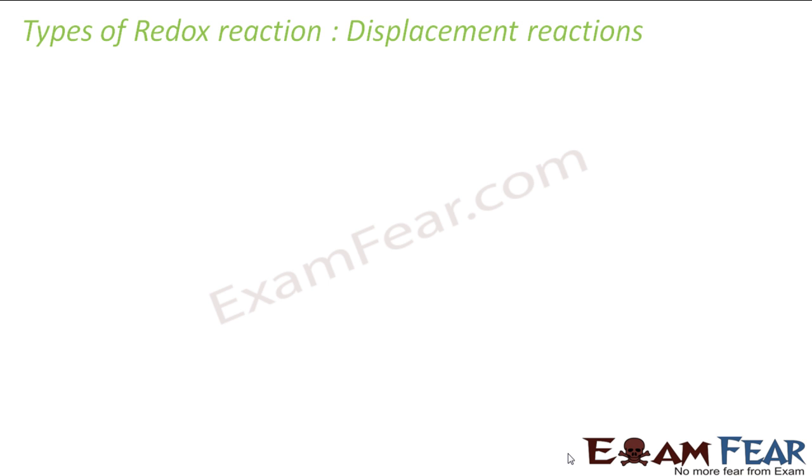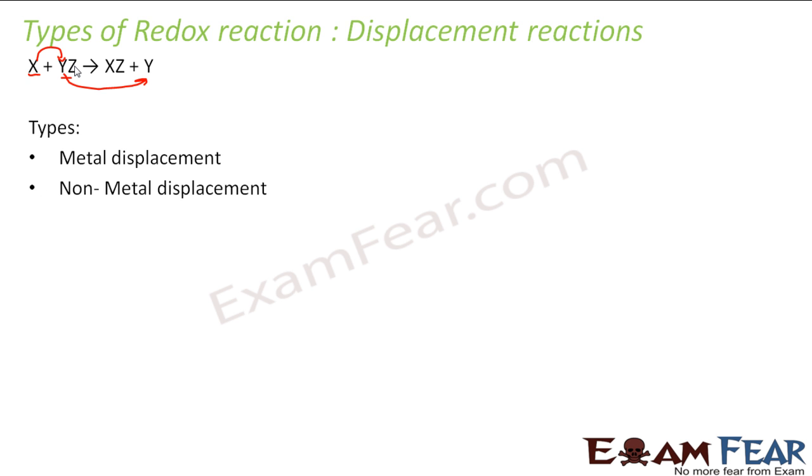The next type of reaction, as I told, is displacement reaction. This displacement reaction is of this form. You have X and YZ. X will displace Y, so Y will come out actually. So it will become XZ and Y. X will kick Y out and you get XZ. This kind of reaction has two types, as I told: metal displacement and non-metal displacement.